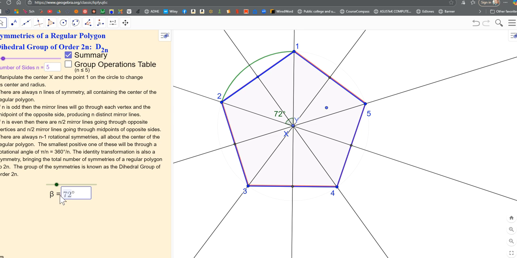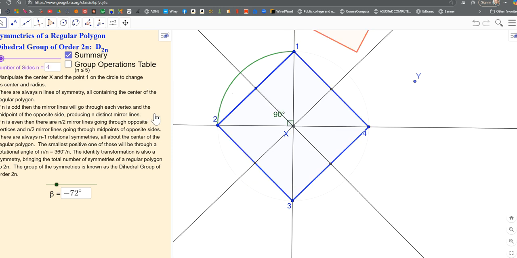Any multiple of that is going to work as well. 144, that's the same. Negative 72, that will give us the same thing, and so forth. So there are lots of different possibilities there that will work out to be a symmetry. Any multiple of that particular smallest one. Okay. Now, when we go back to 4, it's a little bit different situation, but basically the same.